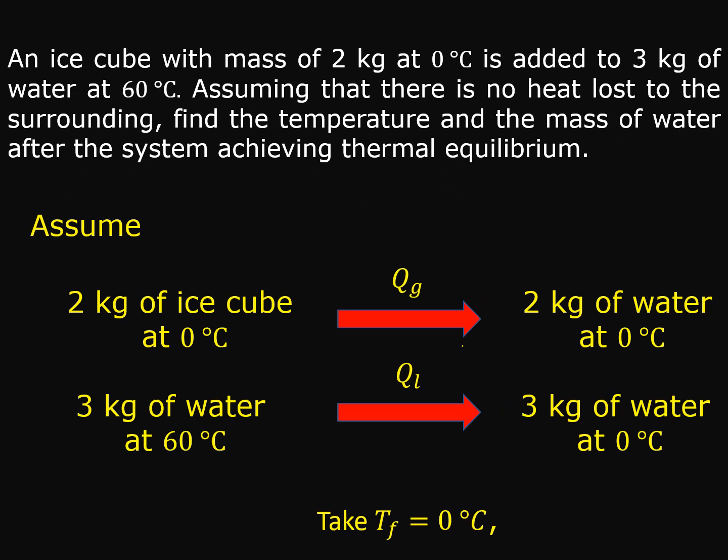We can check by assuming that the 2 kg of ice cube at 0 degrees C, due to the absorption of heat, or heat gain by the ice cube, is all converted into water at 0 degrees C. And the 3 kg of water at the initial temperature of 60 degrees C, because of the heat loss by the water, will drop in temperature until it becomes 0 degrees C. So by assuming all the ice cube is completely melted at 0 degrees C, we can take the final temperature of the system as 0 degrees C. So we assume that thermal equilibrium of the system is achieved at 0 degrees C.